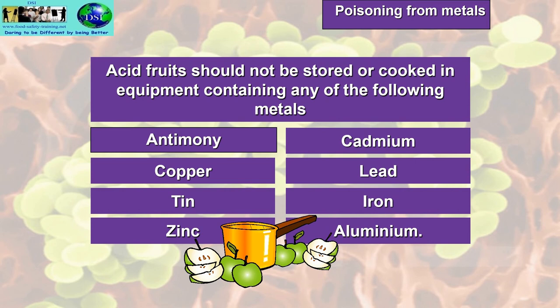If you cook the acid fruits in any of these metals, you will get metallic ions, as we call them, I-O-N-S, coming from the metal into the fruit itself. Aluminium is probably not going to hurt you, but you will get a metallic taint, and that is illegal, so you are breaking the law by doing that. Some of the other metals might give rise to chronic effects, so poisoning over time, such as antimony, cadmium and lead.